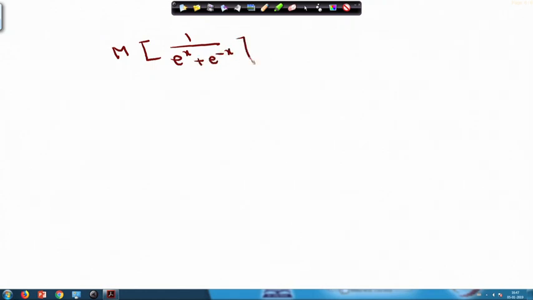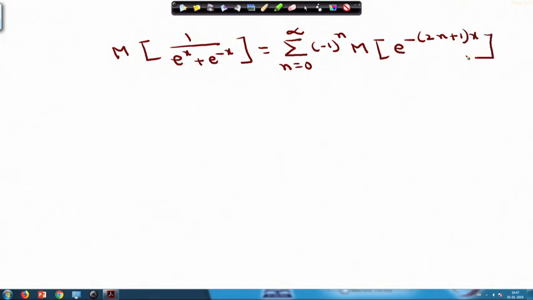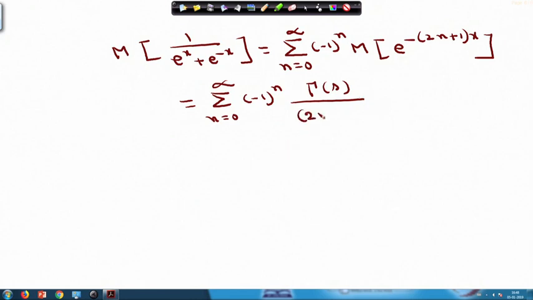So, from here we can write down Mellin transform of 1 by e power x plus e power minus x. This equals summation n equals 0 to infinity, minus 1 to the power n, Mellin transform of e power minus twice n plus 1 into x. And from Mellin transform of e power minus ax, this equals summation n equals 0 to infinity, minus 1 to the power n, gamma s by 2n plus 1 whole to the power s. So, therefore, it will be 2n plus 1 whole to the power s.